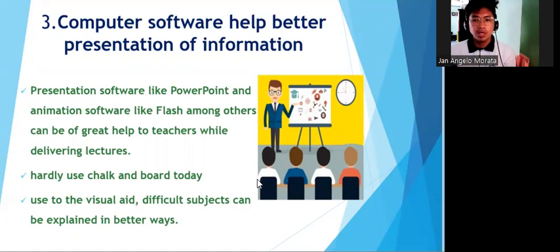Pero limit lang tayo dapat sa ating mga animations, sa ating mga presentation, kasi baka doon na mag-focus ang ating mga estudyante instead sa content ng ating presentations. So, limit lang tayo sa animation.